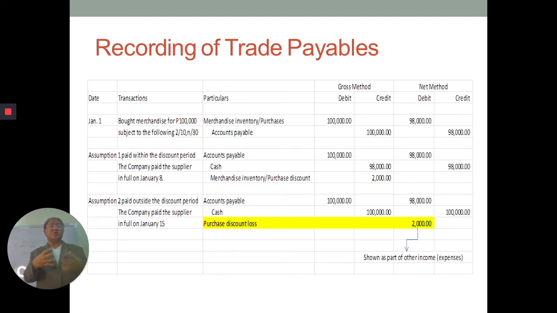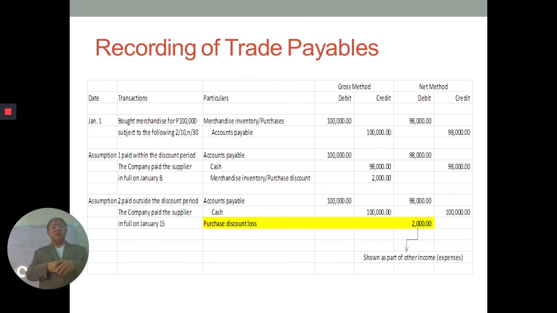So therefore, what will be our entry? The entry will be debit accounts payable for 98,000 and credit cash for 100,000. So there's a 2,000 peso imbalance between the debit and credit. And what are we going to charge for that? We will charge it to purchase discount loss.